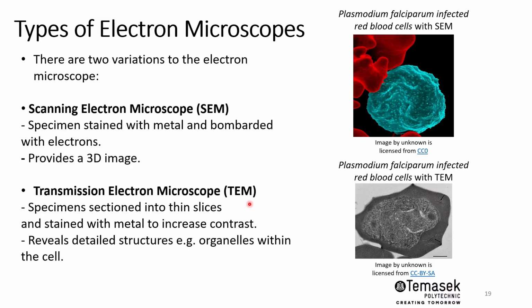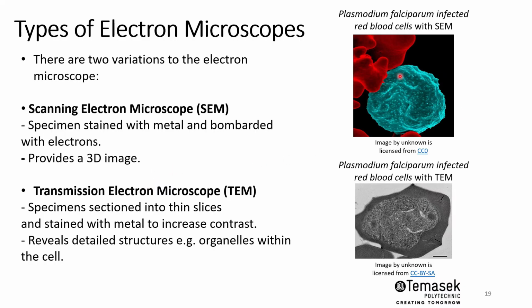What you will see is that the specimens are often stained with metal, right? And they are bombarded with electrons emitted from the microscope itself, so as to provide an image to the user. In the case of SEM, this will provide a 3D image. Okay, I've included an image here on the right hand side.